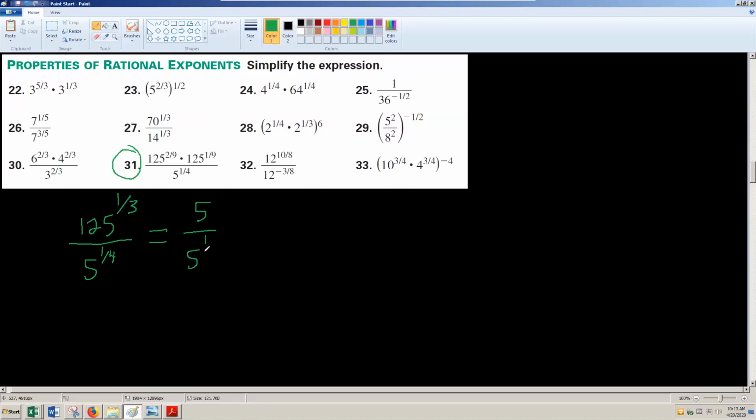Here I get 5 to the 1/4 on the bottom still. These 4s are coming out less than ideal. So now if I have 5 to the first, even though I don't see it, divided by 5 to the 1/4, I'm doing division. My division property of exponents says I'm going to subtract my exponents. So my final answer here would be 5 to the 3/4.